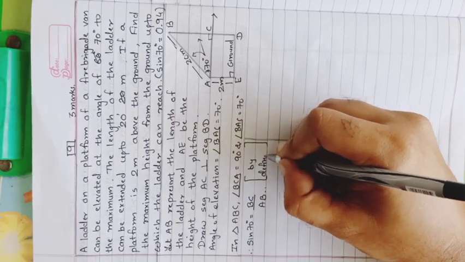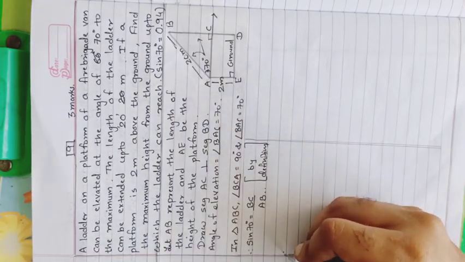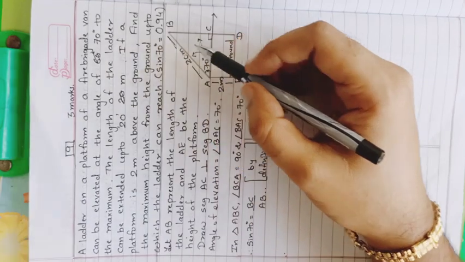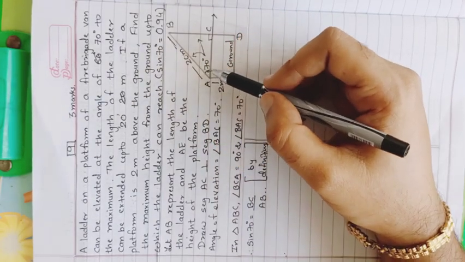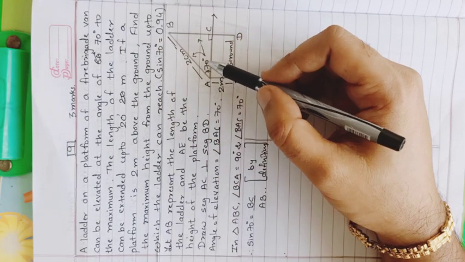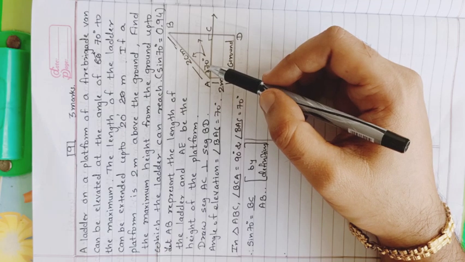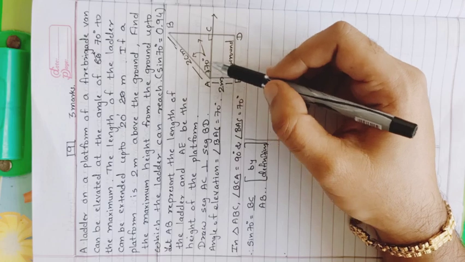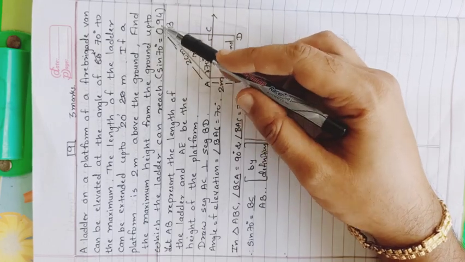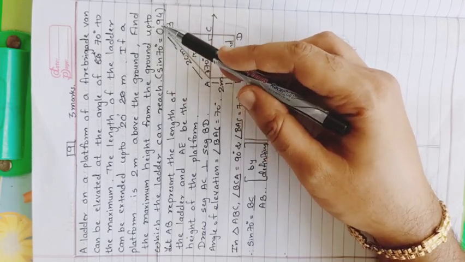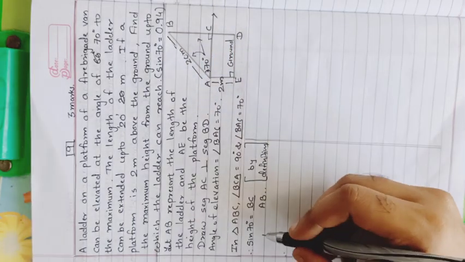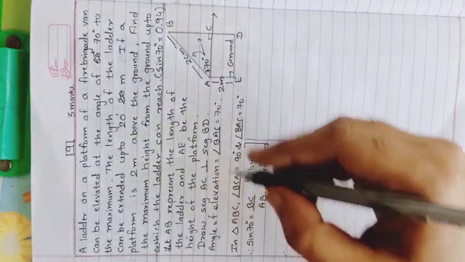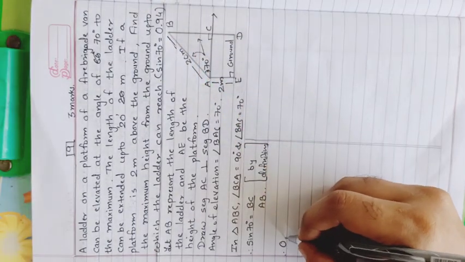Now the value of sine 70 is already given. See, values like 70 degree, 50 degree, 20 degree are not given in the trigonometric table. So if they ask this type of values, they will give the final answer, meaning the conversion they will definitely give. So don't worry about it. Sine 70 degree is 0.94.